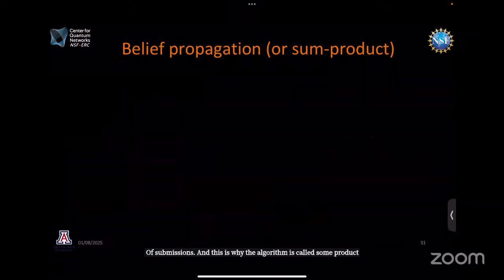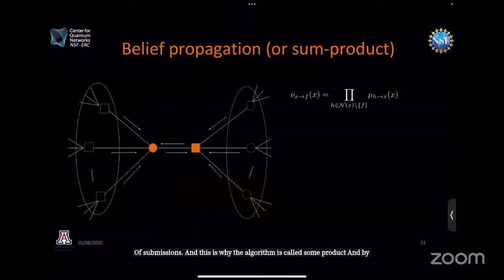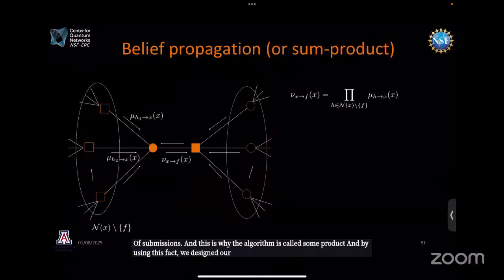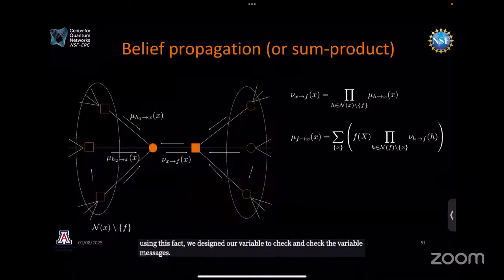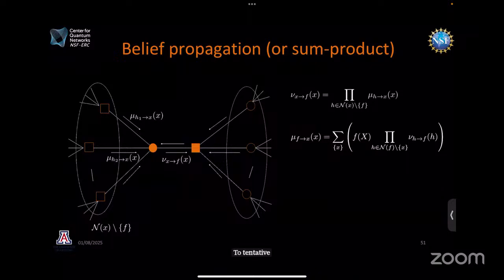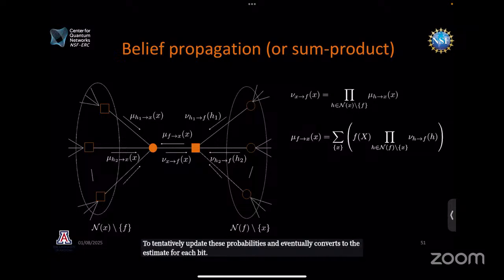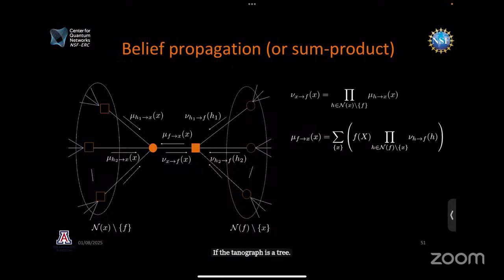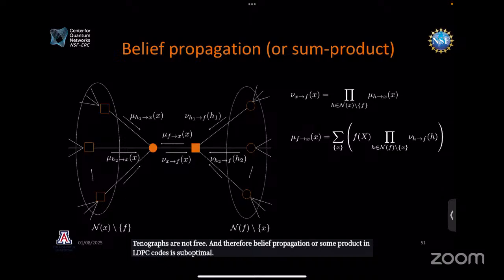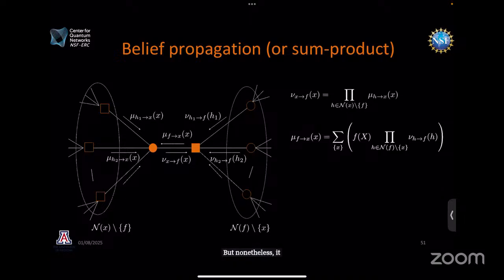And by using this fact, we design our variable to check and check to variable messages to iteratively update these probabilities and eventually converge to the estimate for each bit. If the Tanner graph is a tree, this will be equivalent to maximum likelihood decoding, but unfortunately, Tanner graphs are not trees, and therefore belief propagation or sum product in LDPC codes is suboptimal, but nonetheless, it is still an excellent algorithm.